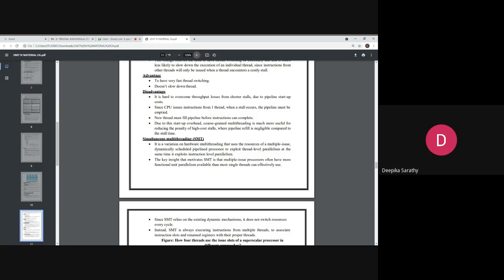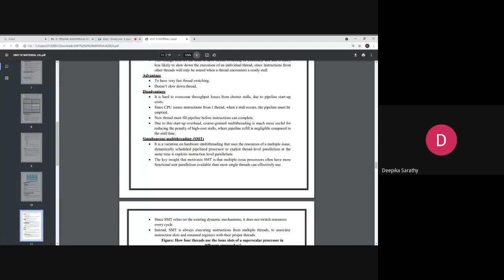What will happen? Coarse grained multithreading is much more useful for reducing the penalty of high cost stalls. That is due to the startup overhead. Because of the startup problem, coarse grained multithreading is much more useful for reducing high cost stalls. Here I can reduce the penalty of high cost stalls, while the pipeline refill is negligible compared to the stall time. That is, the pipeline refill, where the entire pipeline has to be filled, cannot be avoided, but it has to be filled.